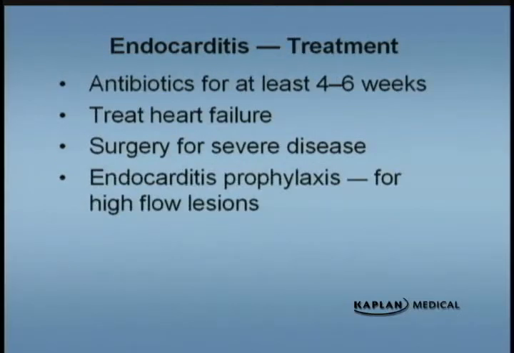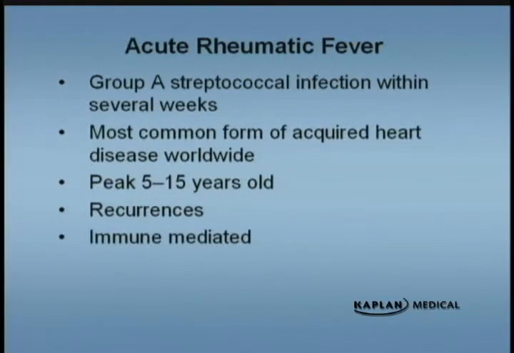The treatment of endocarditis is antibiotics, long-term antibiotics, at least 4 to 6 weeks. And if they're in heart failure, you treat the heart failure with the standard medications. Severe disease may require surgery on the valves, and certainly patients who are at risk for endocarditis require prophylaxis. So patients that have high outflow lesions, again, such as aortic stenosis or a VSD or bicuspid aortic valves, those are the kind of patients that require antibiotic prophylaxis before any surgical procedure or even dental procedures and even genitourinary procedures.